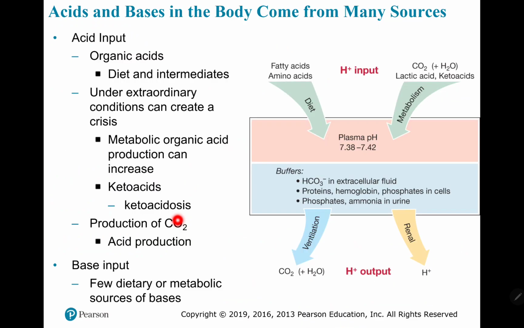So we have acids and bases that come from many different sources. Acids are going to come from dietary inputs, like amino acids and fatty acids from your diet. You even produce acid from metabolism, like CO2 production and keto acid production. That's all going to modulate blood plasma pH levels. We don't typically have a lot of bases coming into your diet, for the most part. But essentially, what enters should be what exits.